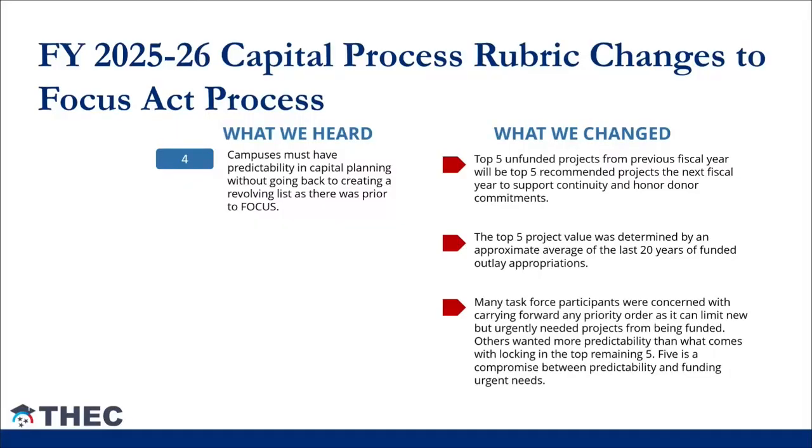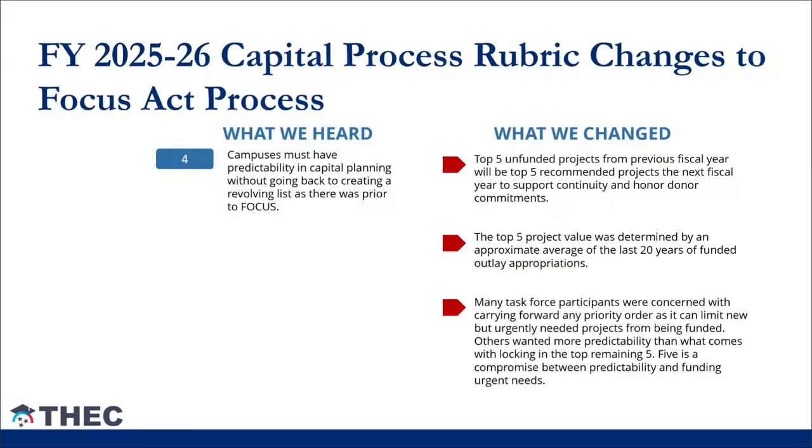So we went 180 and scored anew every single year. So the ranked order would change every single year. There was some appetite to maybe just lock in place the top 5 projects from last year and have those be the top 5 projects this year. So if 1 through 6 was funded last year, 7 through 11 would be the top 5 next year to give some predictability. Everything after that would be rescored and re-ranked.